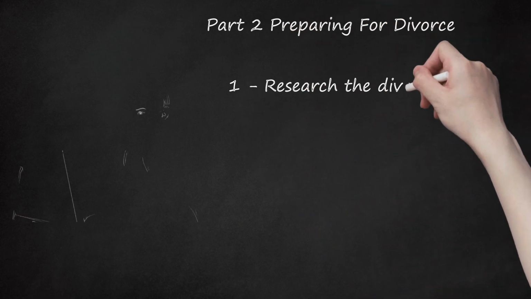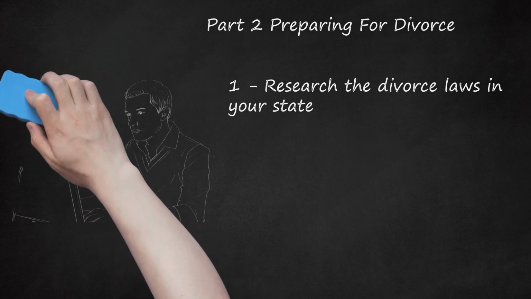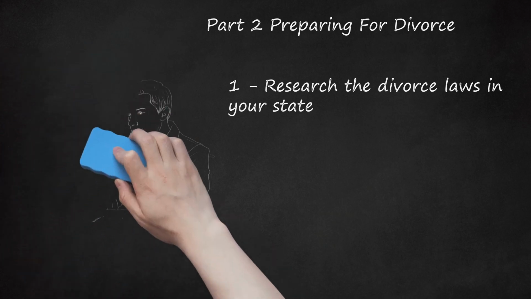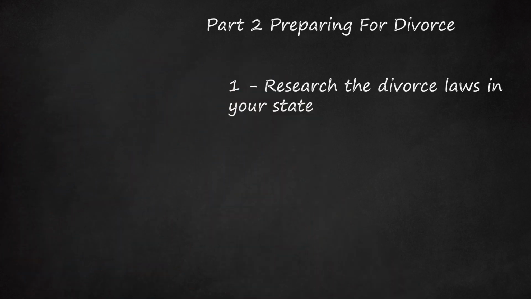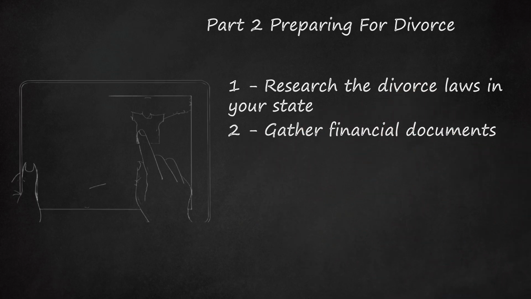Part 2. Preparing for divorce. 1. Research the divorce laws in your state. Every state has its own laws regarding the dissolution of marriage. Once you have decided what method of divorce is best for your situation, you should educate yourself on the requirements for divorce in your state. You can locate state-specific divorce laws at 2. Gather financial documents. A large part of a divorce proceeding deals with the division of marital property.